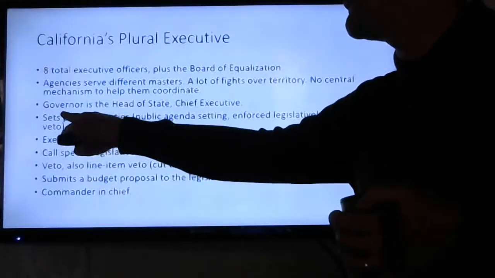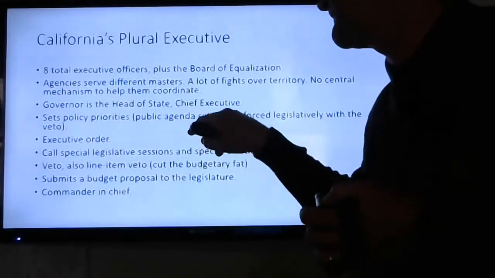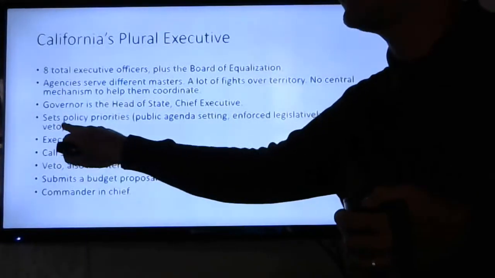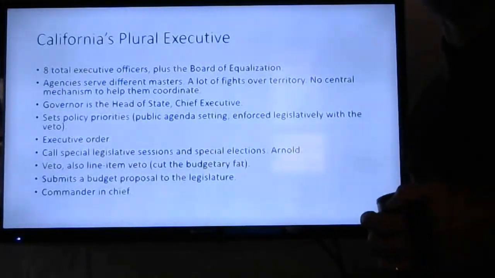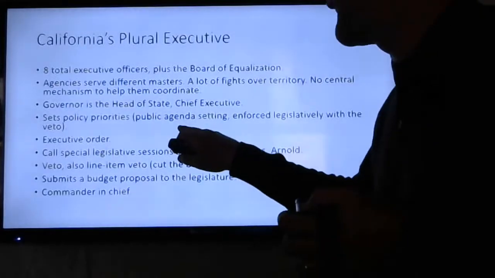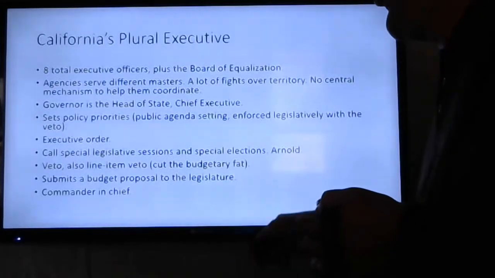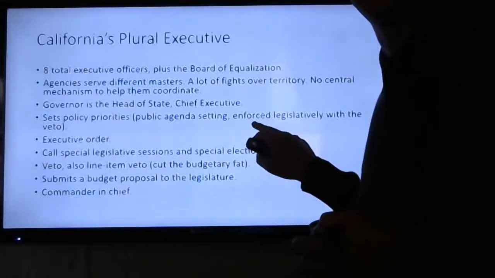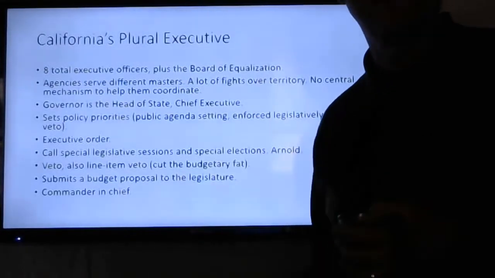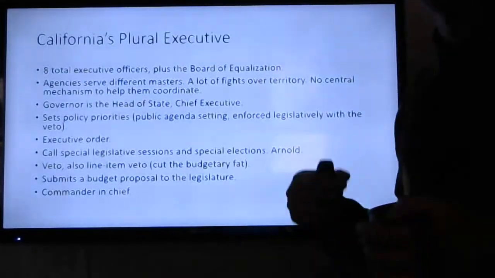The governor is obviously the most important. He's the head of state and the chief executive. He has a lot of power in setting policy priorities, what we call agenda setting, and he gets to enforce his priorities legislatively with the veto. So currently it's Jerry Brown.